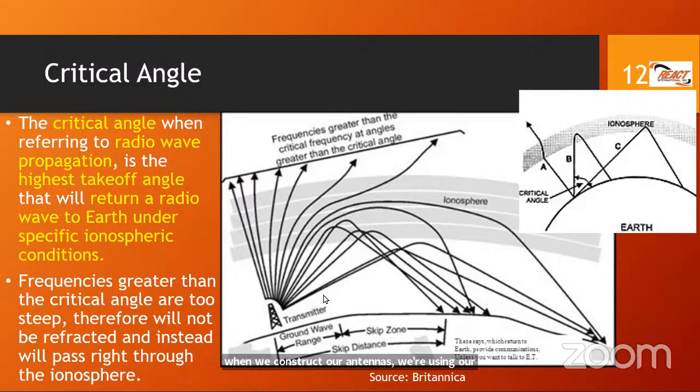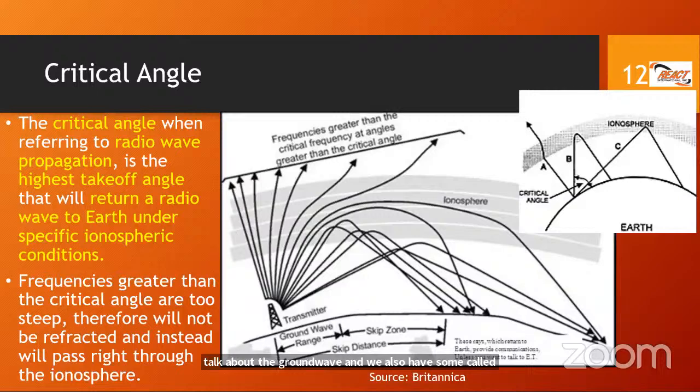So also we have a little note here that frequencies greater than the critical angle are too steep, therefore will not be refracted and instead will pass right through the ionosphere. So that's just a point here. The critical angle is an important concept, and this is in fact an exam question, and hopefully these diagrams will help us understand what the critical angle is. And notice also we talk about the ground wave, and we also have something called the skip zone that we'll be talking about very shortly.